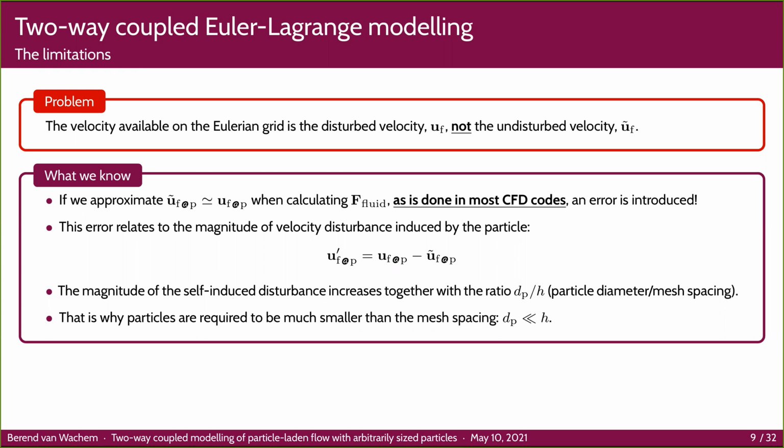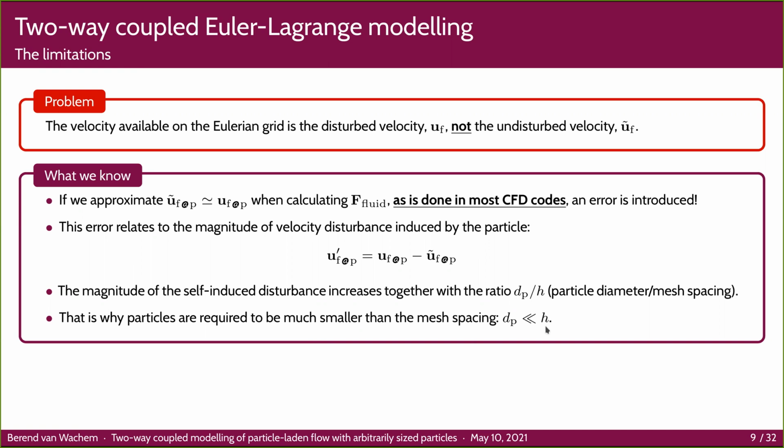Because if you have a very fine mesh, the particle that we're resolving is going to have a very big impact on the cell or the cells that it occupies. So we already have a gut feeling that the error is going to scale as dp over h, where dp is the diameter of the particle and h is the mesh spacing of our fluid mesh. That's why already Crowe in 1977 realized we can only do this if the particles are much smaller than the mesh spacing. So dp has to be much smaller than h.